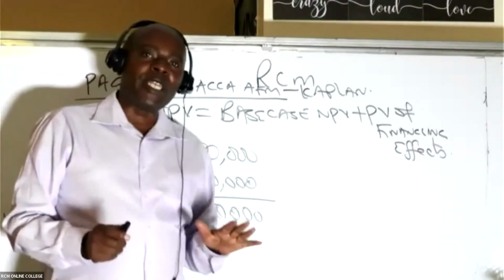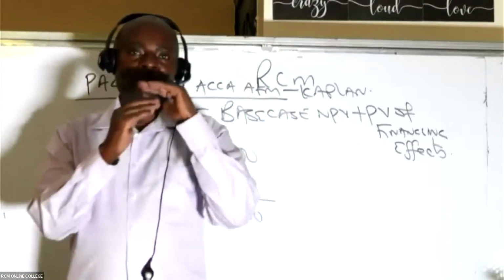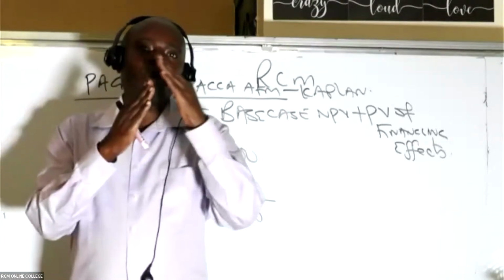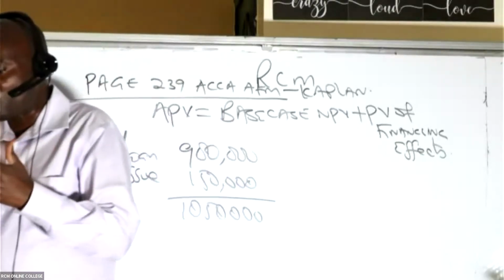Then the total loan here will be 1,050,000 because we have to top. So issue costs are always on top. That is the most important thing that you're supposed to remember. Issue costs are always on top.